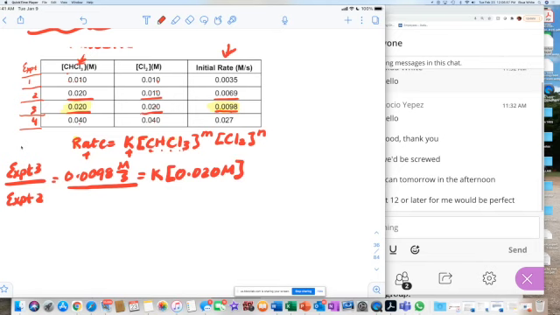Now remember, we already solved for this order, right? For CHCl3, we said m was 1. So I can actually put the 1 here. I already solved for it.